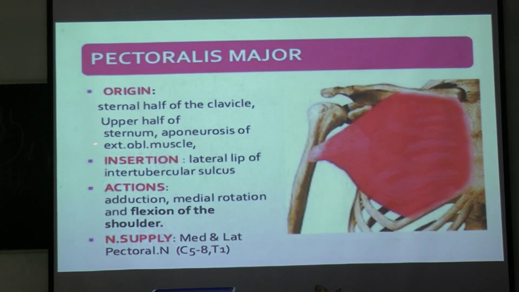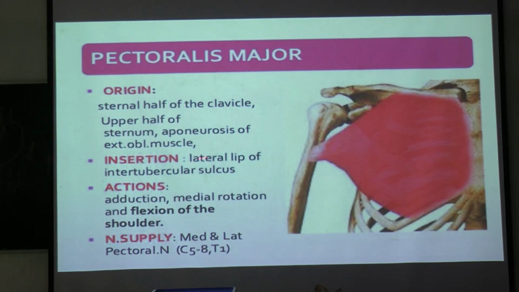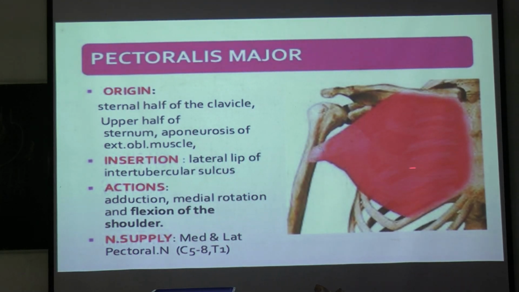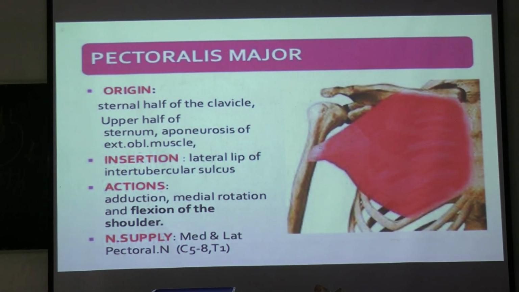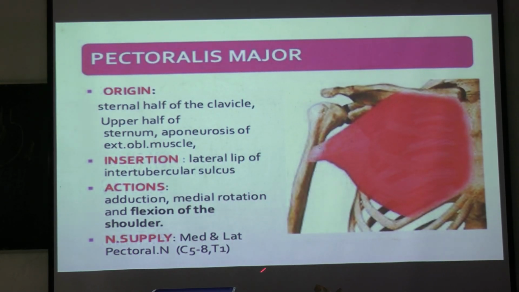Origin: sternal half of clavicle, upper half of sternum, aponeurosis of external oblique muscle. Insertion into the lateral lip of the intertubercular sulcus. Action is adduction, medial rotation, and flexion of the shoulder. Nerve supply is the medial and lateral pectoral nerves. Root values are given as C5 to C8 and T1.